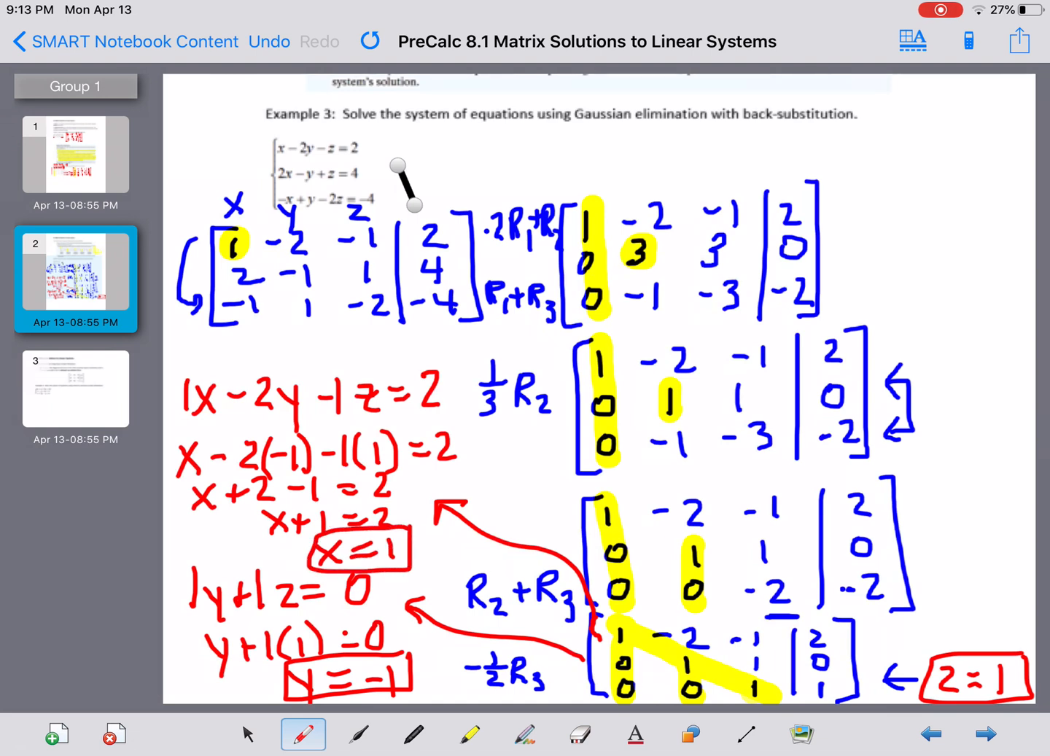And I've solved my system of equations with my matrix, and it looks like my solution set here is 1, -1, and 1. And there is my ordered triple that will answer this system of equations. So that was Gauss elimination with back substitution. Let's move on to our last page of notes for today.